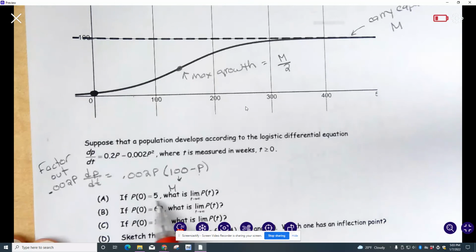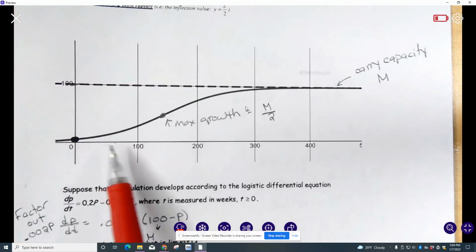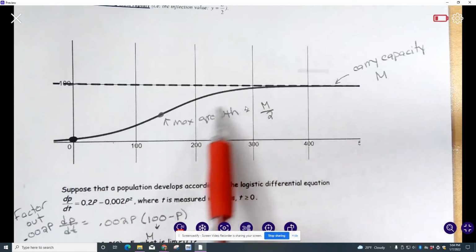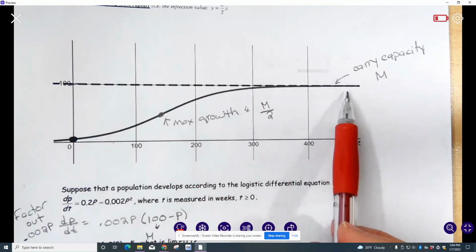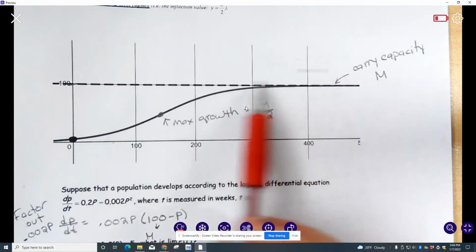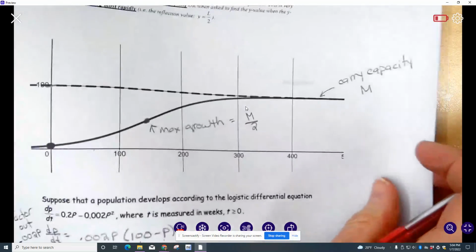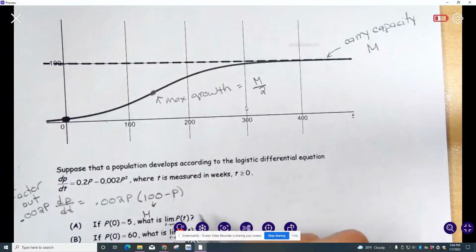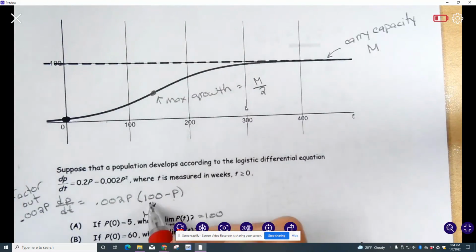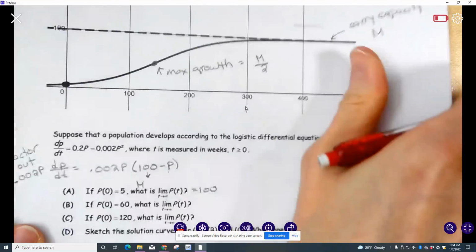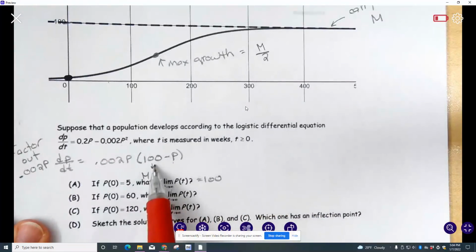If P of 0 equals 5, what is the limit as time goes to infinity? So as time goes to infinity for these graphs, your graph is always going to approach your carrying capacity. Your carrying capacity is actually like a horizontal asymptote. So the limit of this is going to be 100. It's going to be my carrying capacity. My population can't grow beyond this carrying capacity.